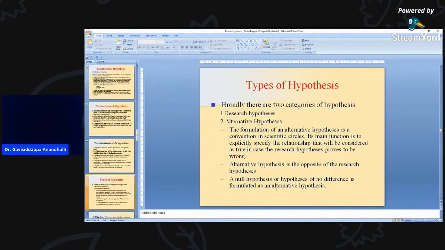It says there is no difference between any two relationships identified. Whereas the alternative hypothesis states there is a significant difference, there is an association, there is a relation. It says there is a relationship between the two, a significant difference. So null hypothesis is always what we formulate, and we have to oppose it with the alternative hypothesis.